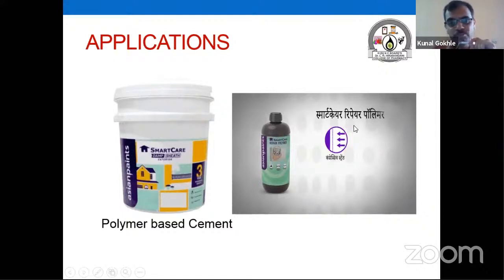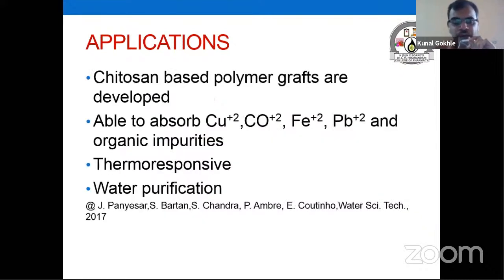So it is a polymer-based cement which contains a natural polymer. Then another product from Asian Paints, Smart Care Repair Polymer, also contains a natural polymer with modifications, so that walls can be repaired, houses can be repaired, so that damage due to seepage, damage due to rain or moisture absorption can be prevented. Now, again, an off-beat application of the polymer.